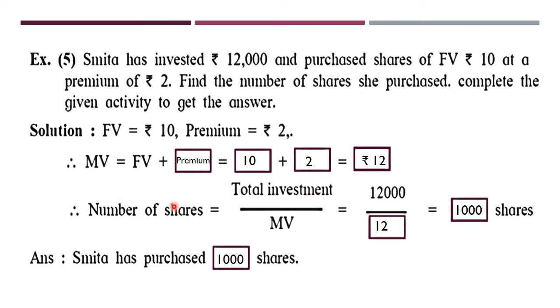Now total investment is market value multiplied by number of shares. So number of shares is equal to total investment divided by market value. Total investment is ₹12,000 divided by 12. That means 1,000 shares were purchased by Smita. One share is of ₹12, total 12,000 amount is invested. That means 1,000 shares of ₹12 each were purchased by Smita. So that is the final answer.